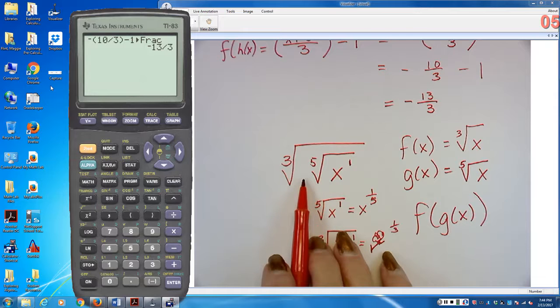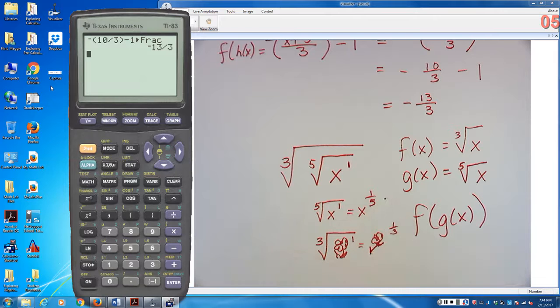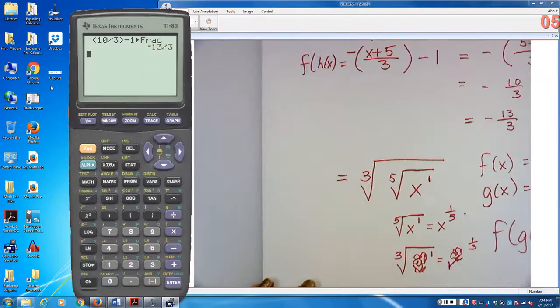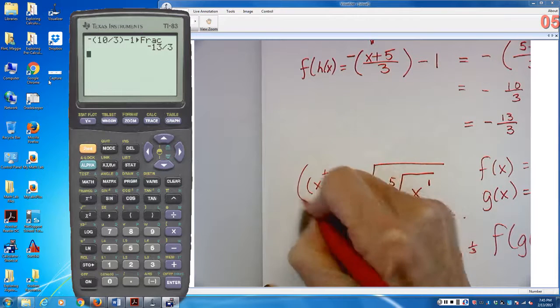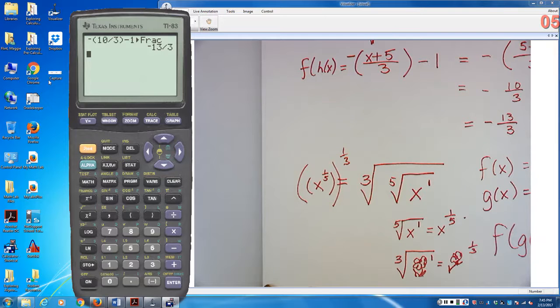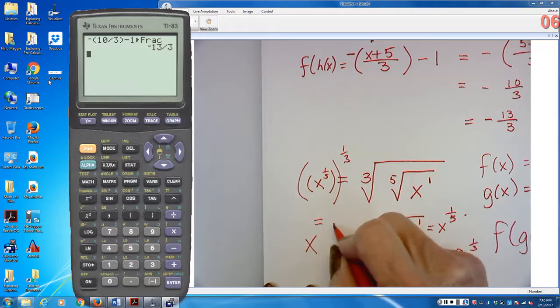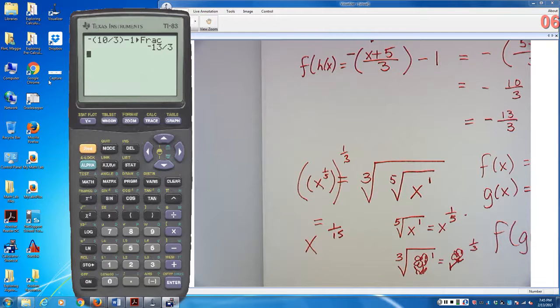So since you're actually taking the cube root of the 5th root, this is equivalent to saying x to the 1/5 power raised to the 1/3 power. And your rules for exponents say that that's equal to x to the 1 over 5 times 3, the 15th power. So if you're rusty on your rules for exponents, you're going to want to go brush up on those. And you are going to use these ideas a lot in chapter 12.